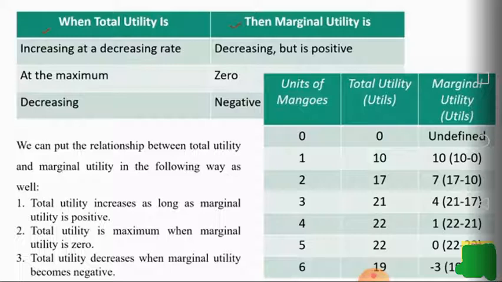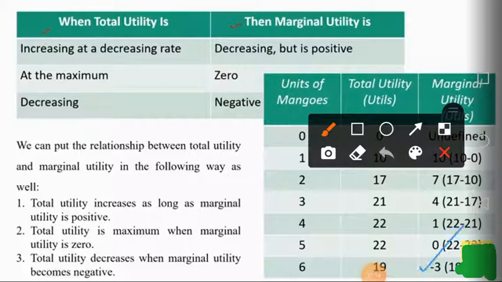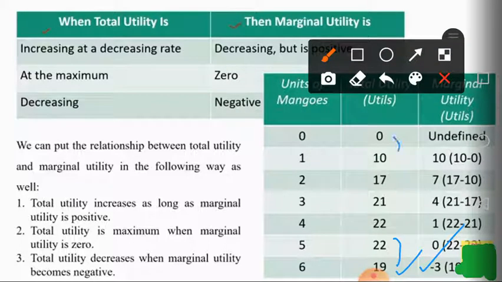The last condition says if TU starts declining, as in the picture you can see it went from 22 to 19, then what will happen? MU will become negative. Yes, we can see MU has become -3. This MU is -3 when the value of TU declines for the first time. Otherwise, it was continuously increasing, 0 to 10, 17, 21, 22, 22. Every time it was increasing, and all those times the value of MU was positive. When TU was maximum, at 22, the fifth level of consumption of mangoes, then MU becomes 0. But when TU starts declining, then MU becomes negative. So these three conditions have been proved.